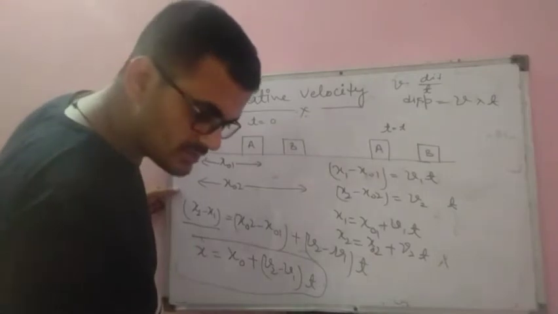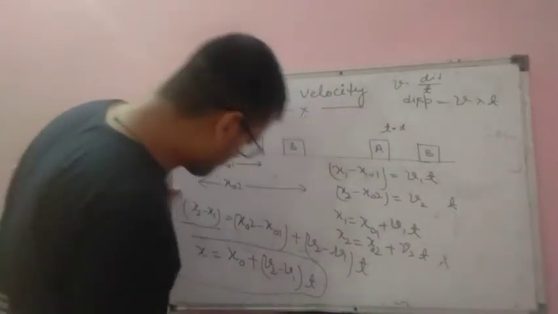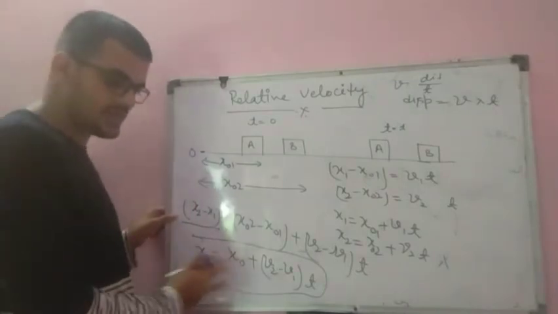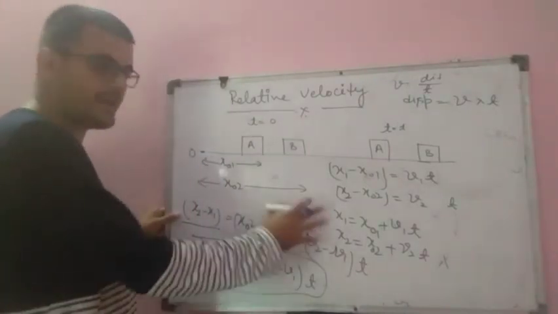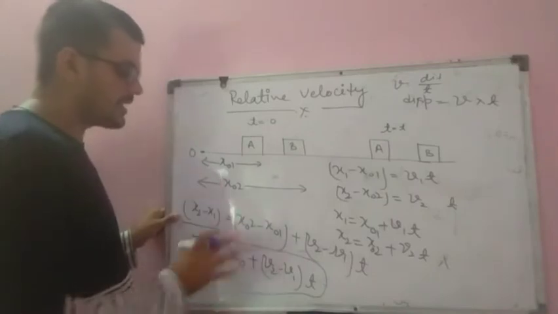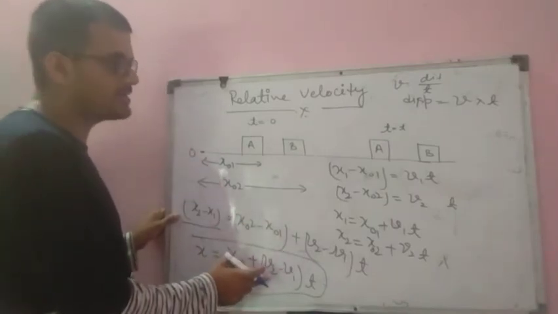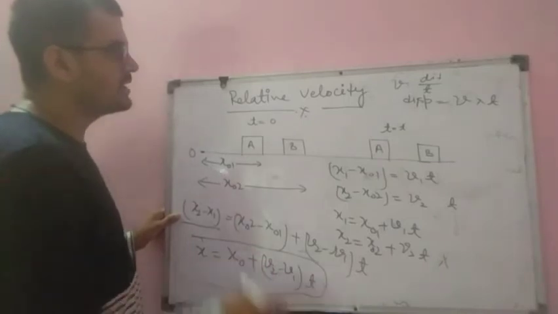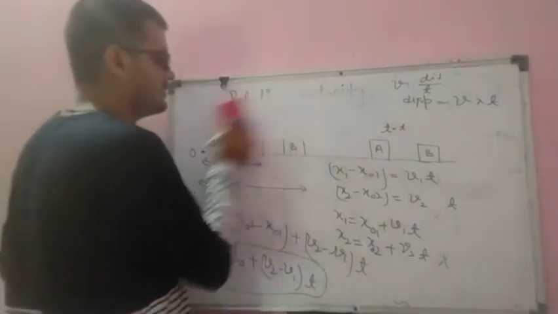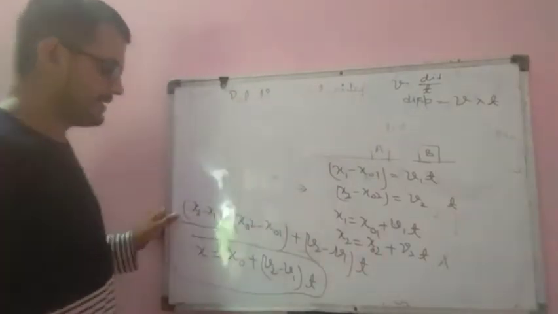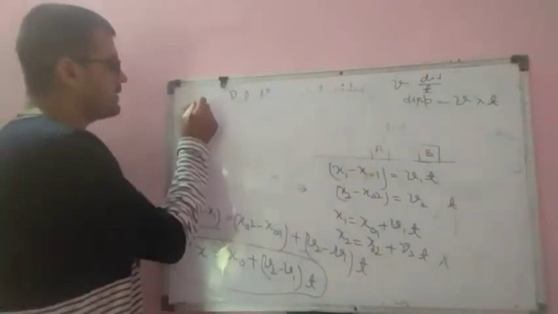Just wait, I want to check. Yes, it is correct. Okay, so we can write this like this. Now student, what we will do, we have to calculate the velocity. Okay, so just wait. So what will be the V2 minus V1?